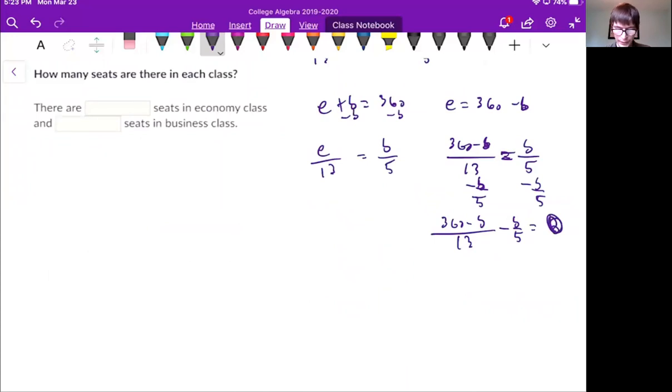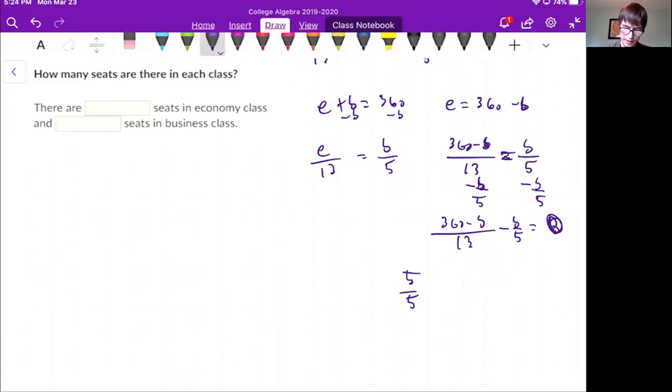Now we need to find a common denominator. The common denominator is the least common multiple of 13 and 5, since there are no common factors among them except 1. That means we can multiply the left side by 5 over 5, times 360 minus B, minus B over 5. Let's rewrite that so it's clearer.